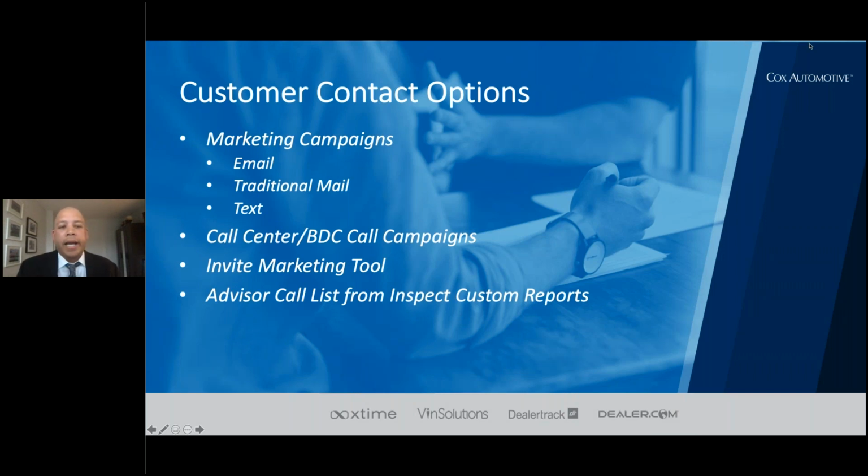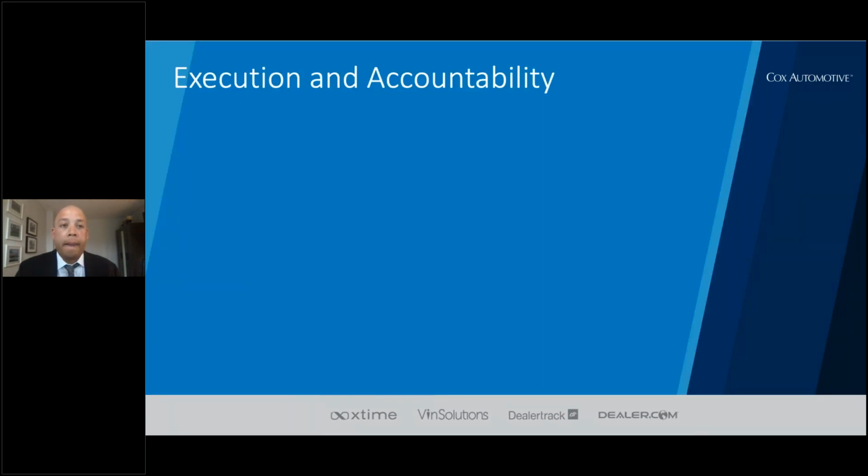So every store has their own process, but those are some of the things that some of the more successful ones do, and they see the retention and they see those gross profit dollars coming back in.